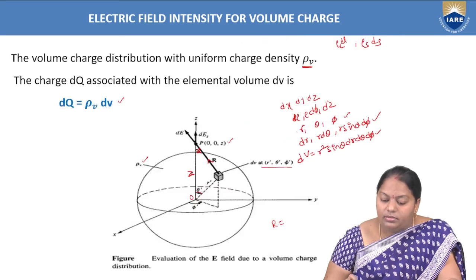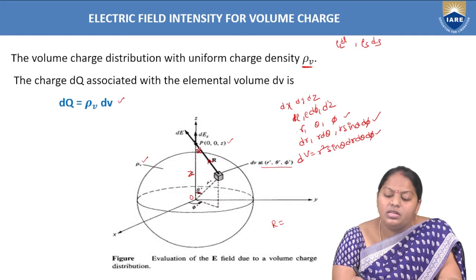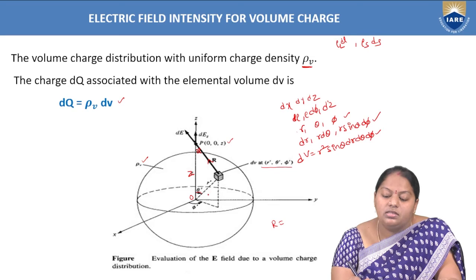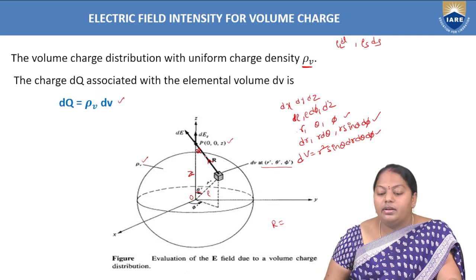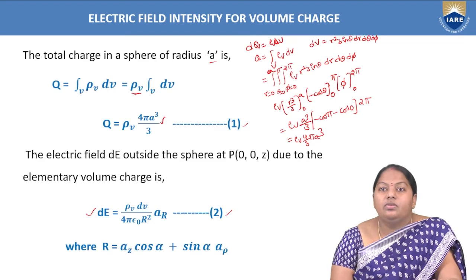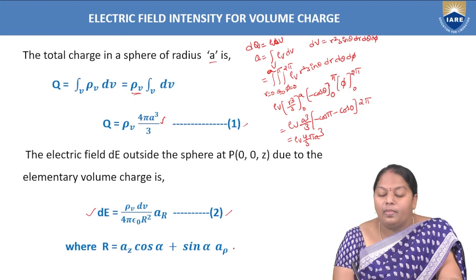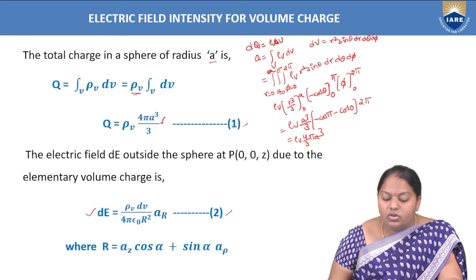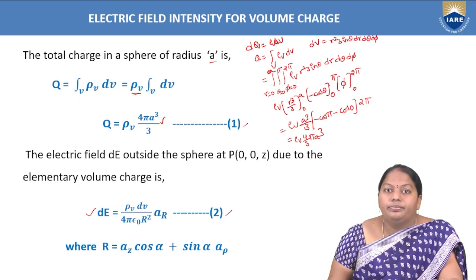So cos alpha, how do we measure cosine angle? It means adjacent side. What is the adjacent side for this z? And the opposite side for this is rho. Hence the equation for r will be written as r equal to az cos alpha plus sin alpha into aero. Right? So remember this equation: r equal to az cos alpha plus sin alpha into aero.